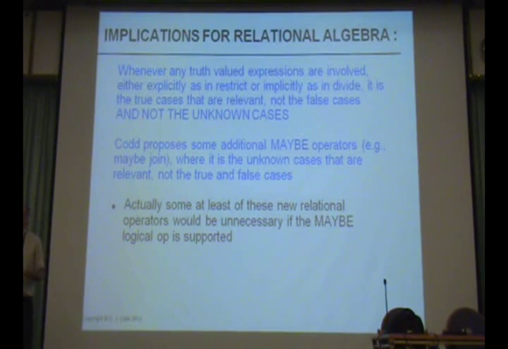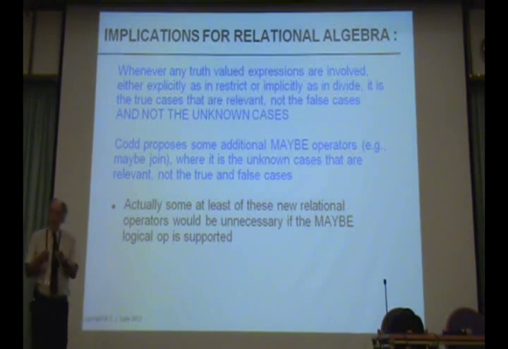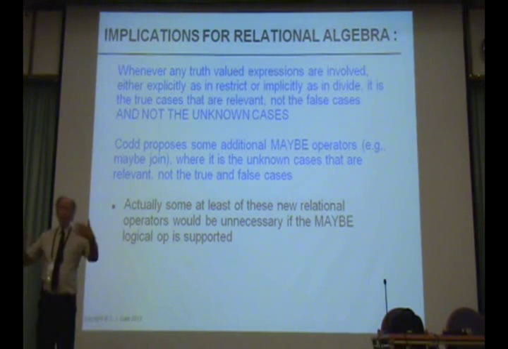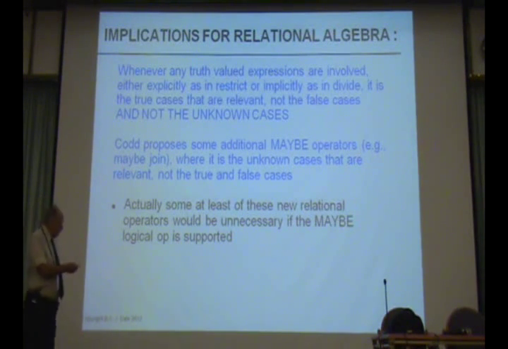Well, there's a lot more I can say about the basic idea, but I want to get into some concrete examples. The implications of all this for the relational algebra are that whenever any truth-valued expressions are involved, either explicitly like a restriction operation or implicitly like an adjoin operation, it's the true cases that are relevant, not false cases and not the unknown cases. For example, when you do a join, rows join together where the join condition evaluates to true, not to false and not to unknown. Ted Codd invented what he called maybe operators, maybe versions of some of his relational operators. So for example, a maybe join would do the join where the join condition evaluated to unknown instead of true. Although, just as an aside, you wouldn't need those operators if you had my maybe logical operator, but that's a detail.